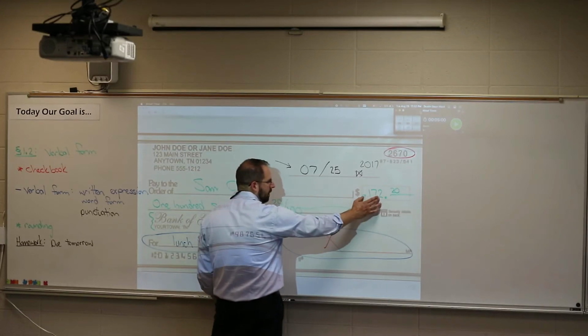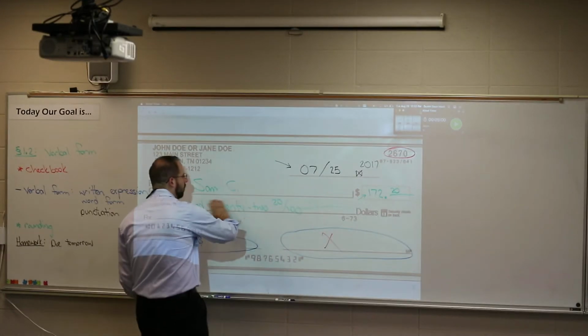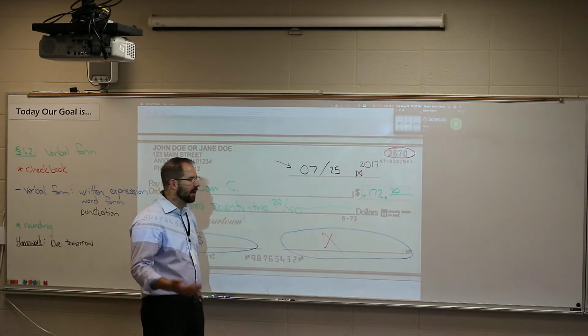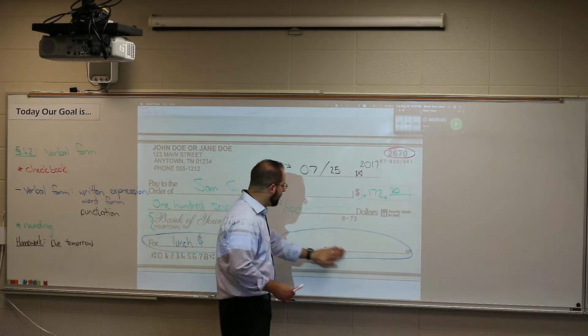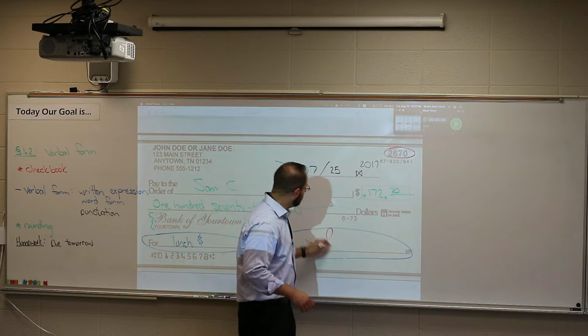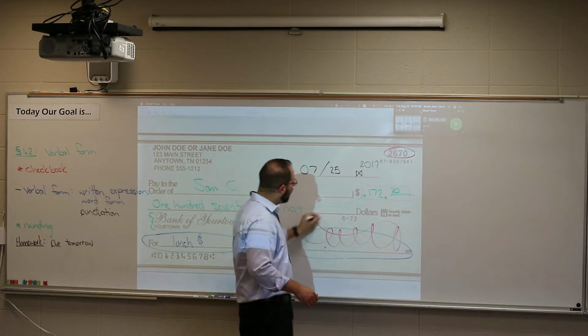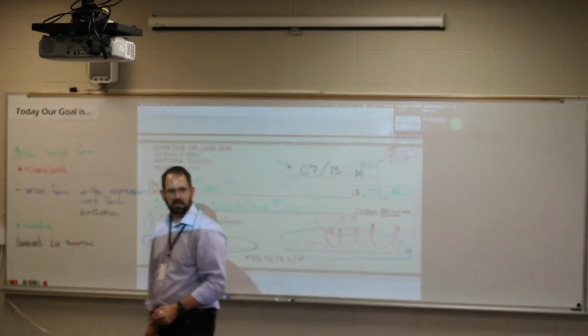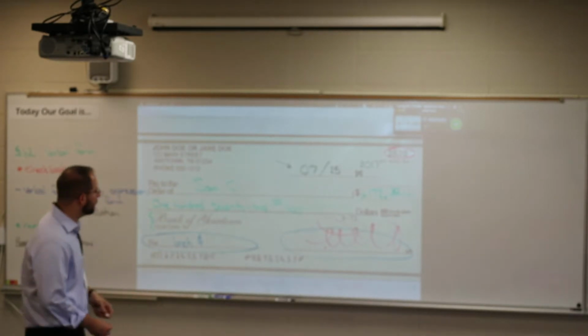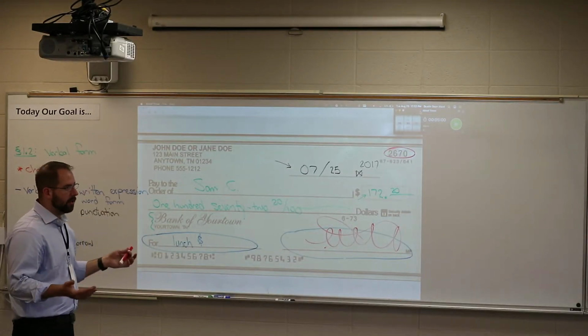Okay, you can put whatever you want here. Same with the style, like how you want to write your money, how you want to write this in word form. It's your personal style. It's how you want to set this up. You could do this for all I care. That's my signature. It makes no sense, but that's my signature. As long as you can do it consistently over and over and over, you're fine.